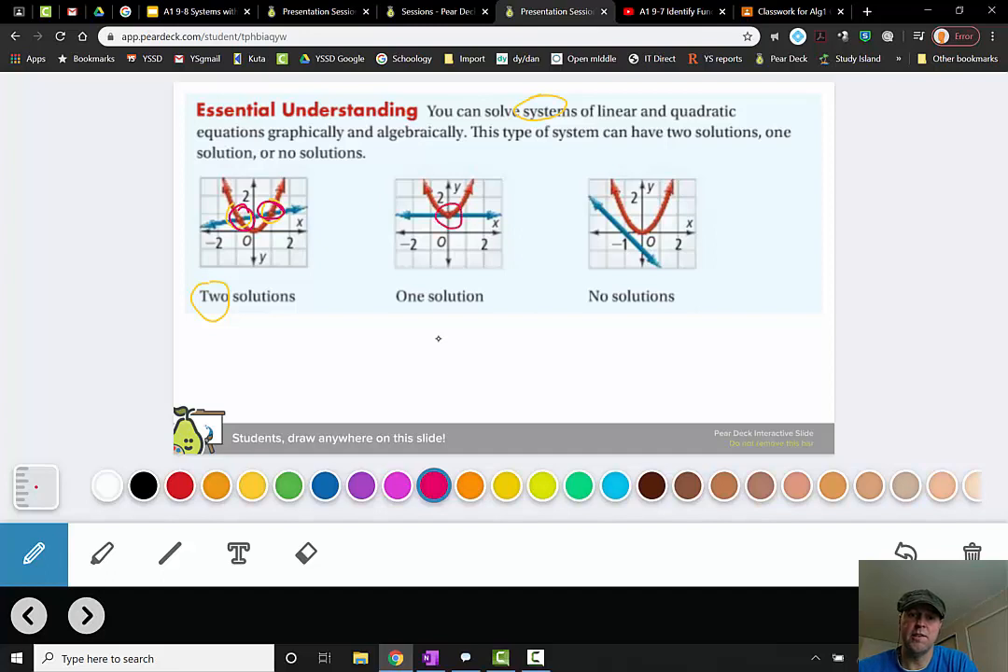I can get one solution. This is called a tangent point. It just touches at one point. It just brushes by it. And it's possible that we get no solutions at all. Now, this isn't like systems of linear equations where we have special vocabulary, so you don't have to worry about that. You just say, I can get 2, 1, or no solutions. That's all. Those are the three things that can happen.